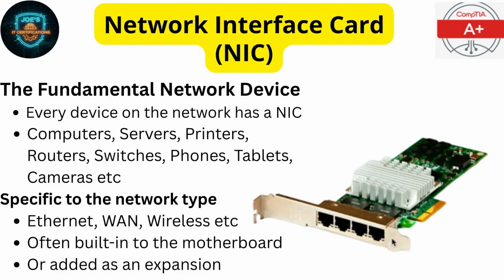You can get one for 100 megabit Ethernet, a gig Ethernet over copper. Maybe this network interface card has fiber connectors on the back of it, so you'll need to make sure you're using the right kind of network interface card for the network that you're connecting to.